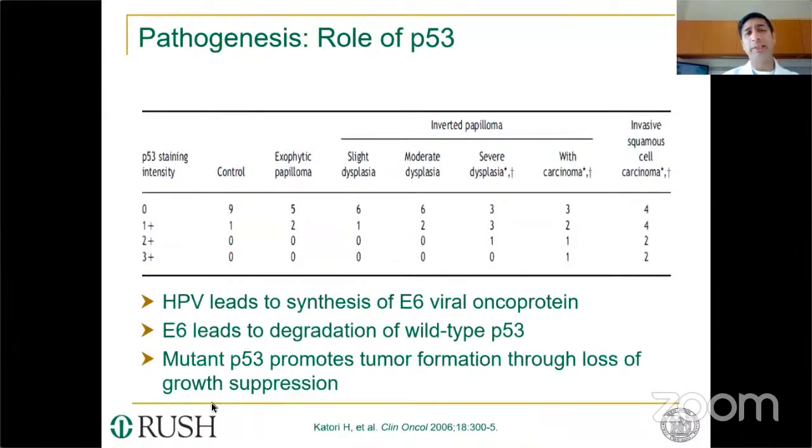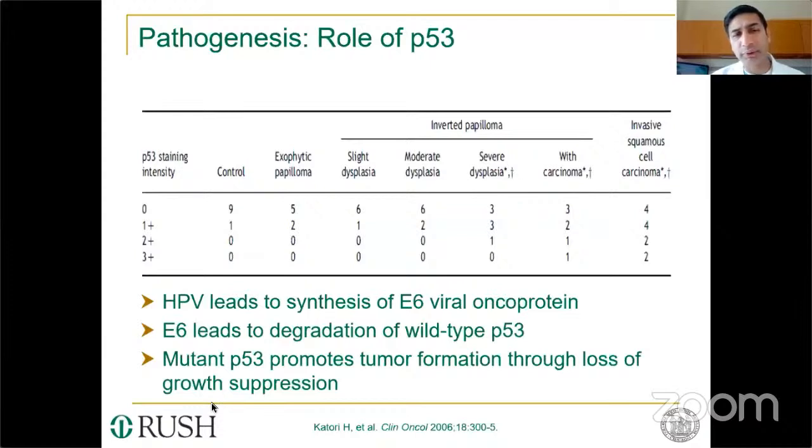Now, how is it that HPV could possibly cause this? We don't fully understand, but it's certainly possible that HPV leads to the synthesis of this E6 viral oncoprotein, and that may lead to degradation of the wild type or normal P53, which you know is a tumor suppressor gene. And if you were to have an imbalance and therefore an increase in the mutant P53, that could potentially promote tumor formation through loss of growth suppression.